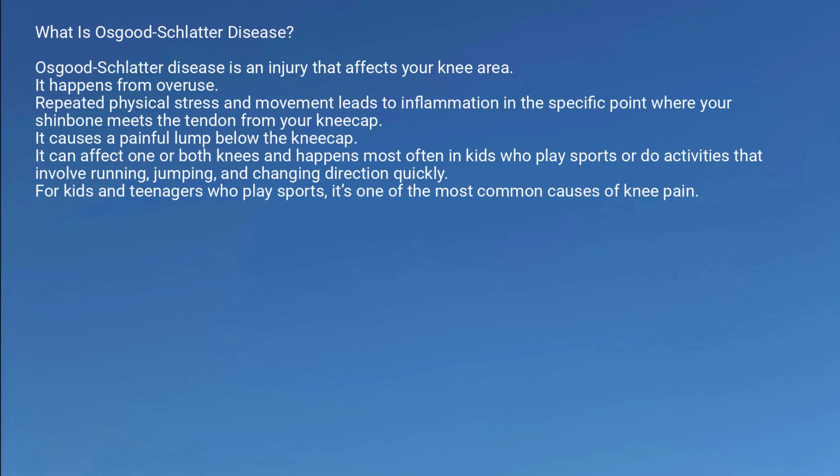What is Osgood-Schlatter disease? Osgood-Schlatter disease is an injury that affects your knee area. It happens from overuse. Repeated physical stress and movement leads to inflammation in the specific point where your shin bone meets the tendon from your kneecap. It causes a painful lump below the kneecap. It can affect one or both knees and happens most often in kids who play sports or do activities that involve running, jumping, and changing direction quickly. For kids and teenagers who play sports, it's one of the most common causes of knee pain.